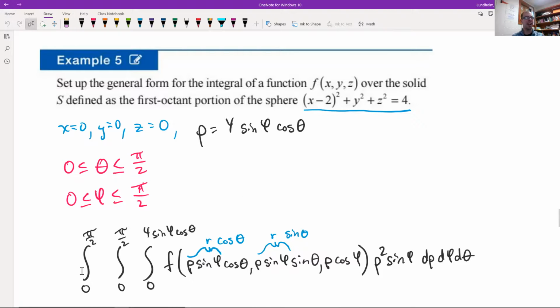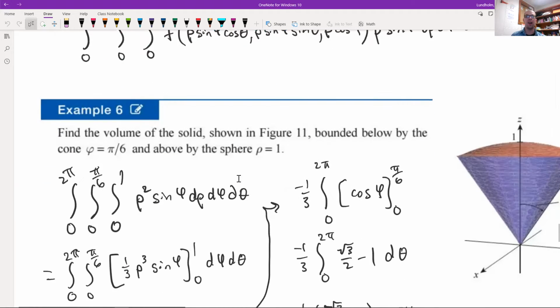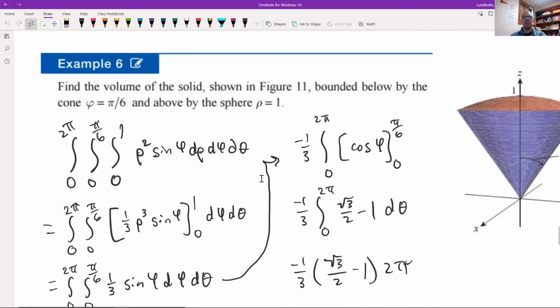And notice how the boundaries here, while being a little bit weird, especially this one being a little bit weird and new, most of them are constants. 5 out of the 6 boundaries are constants, which is really nice when you're doing integration. Yeah, that's the benefit. All right, last one, example 6.